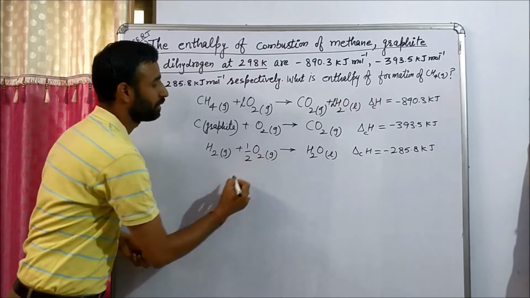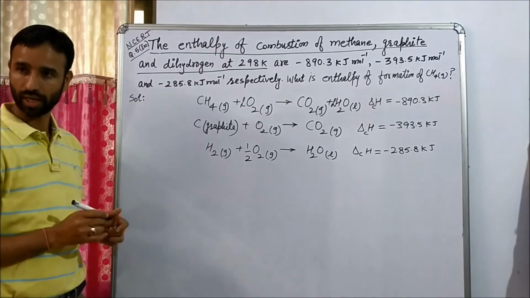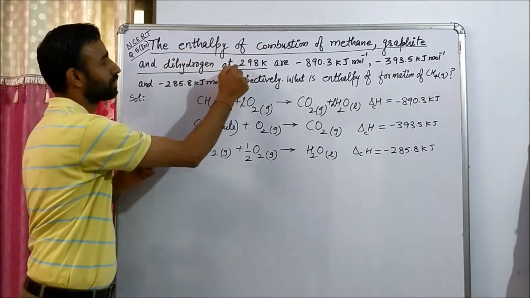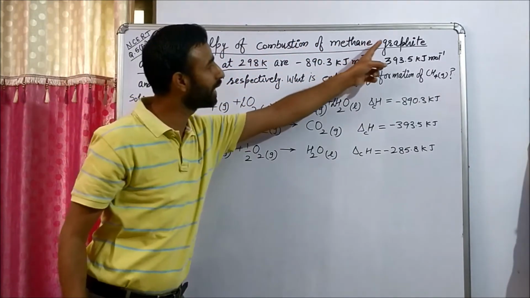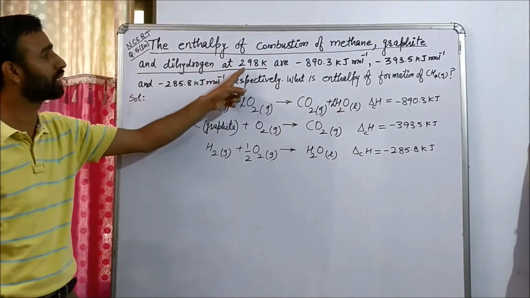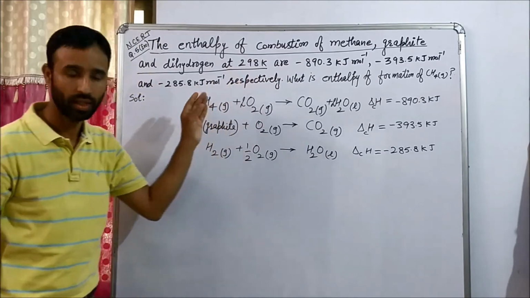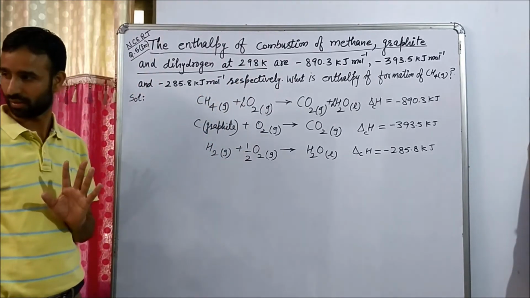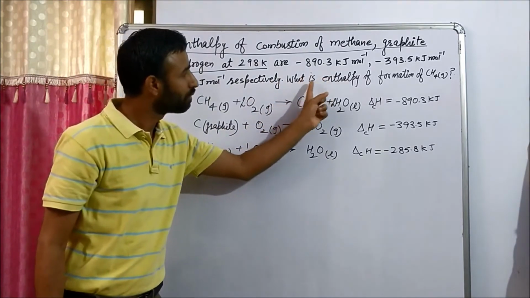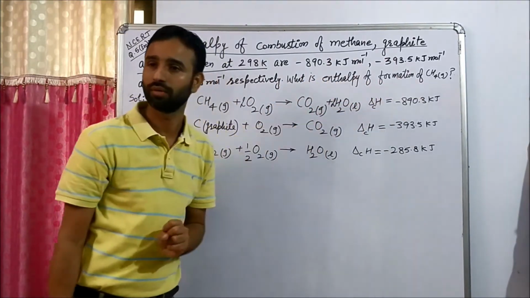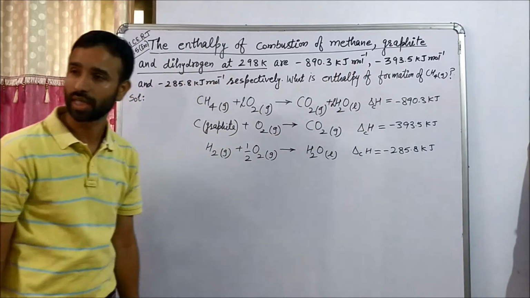So these are the equations extracted from the first statement, that enthalpy of combustion of methane, graphite and dihydrogen at 298 Kelvin are this one. So these are the equations obtained. Now what do we need? Enthalpy of formation of methane. That we have to calculate.